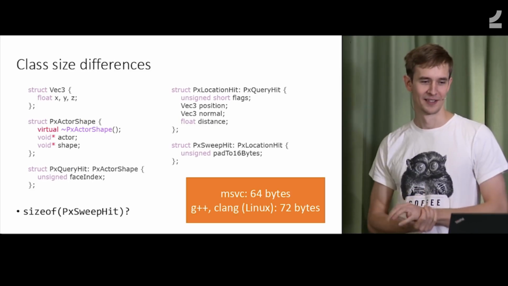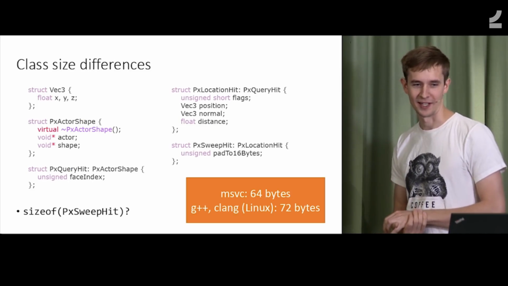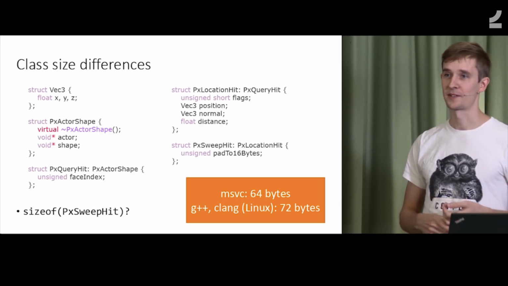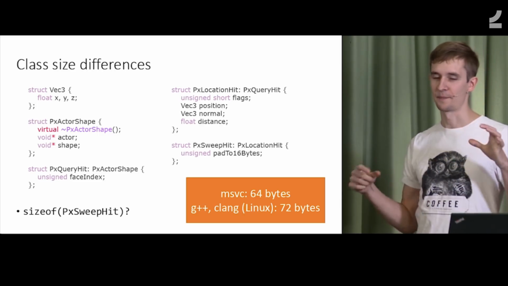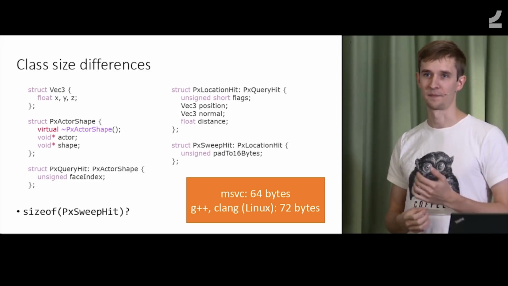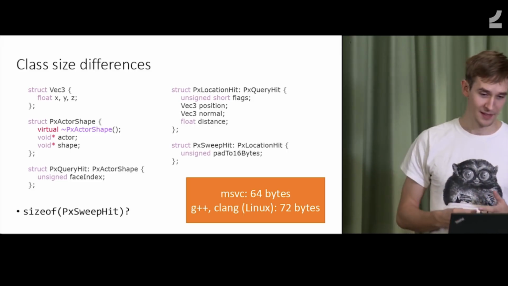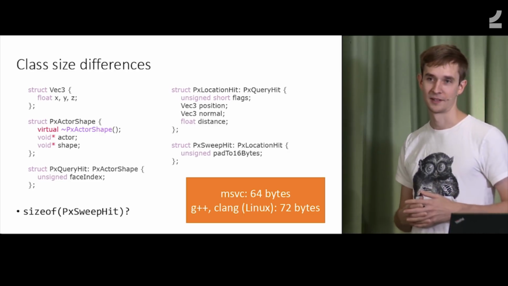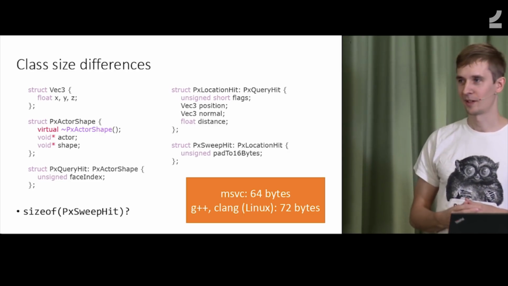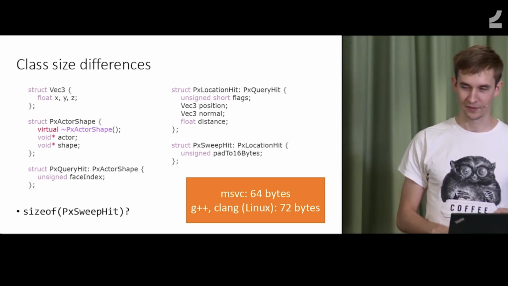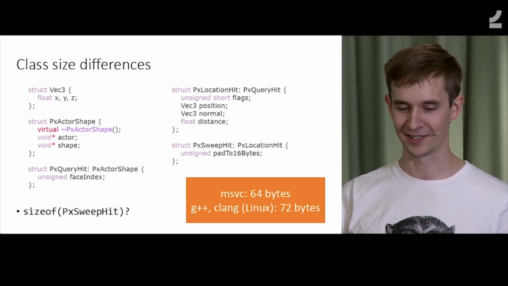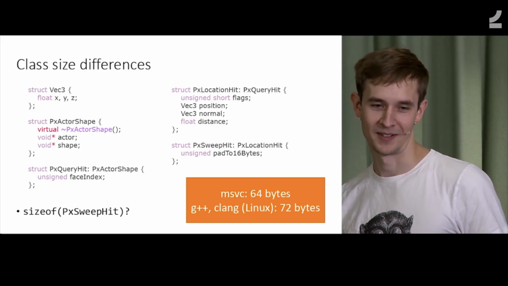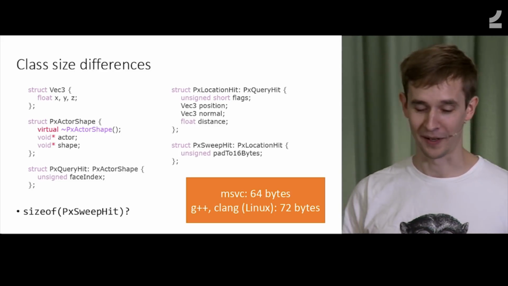There's also this, and this is a little spoiler in the title of the slide, but let's go through it. So this is a few structs which inherit from each other as a chain. And this is basically copied from the PhysX SDK. And what we're interested in is the size of the PxSweepHit. And I'm not going to ask you to calculate what the size is, because I don't think you can know the answer, because there is not a single answer. If you ask the compilers on Windows, you're going to get 64 bytes, and on Linux, 72 bytes.